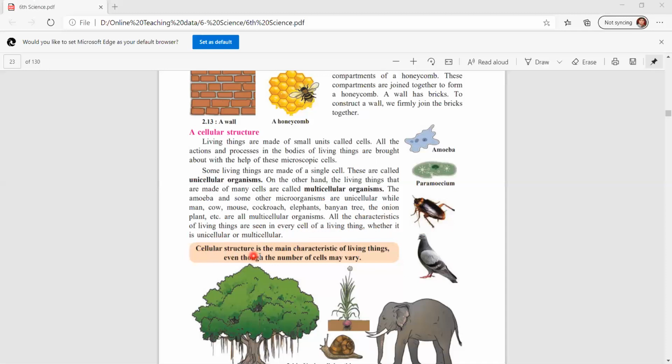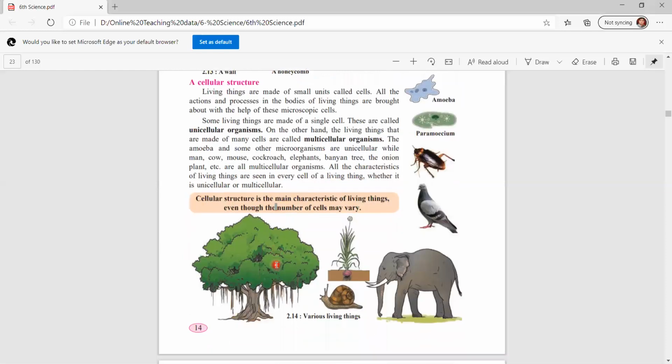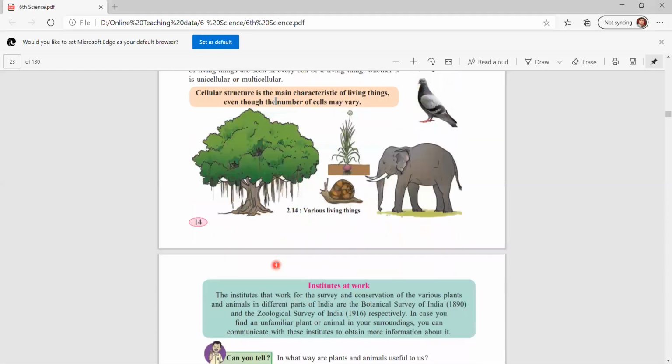Cellular structure is the main characteristic of living things, even though the number of cells may vary. See, all these are living things. Some are made of a single cell and some are made of more than two cells, that is multicellular.